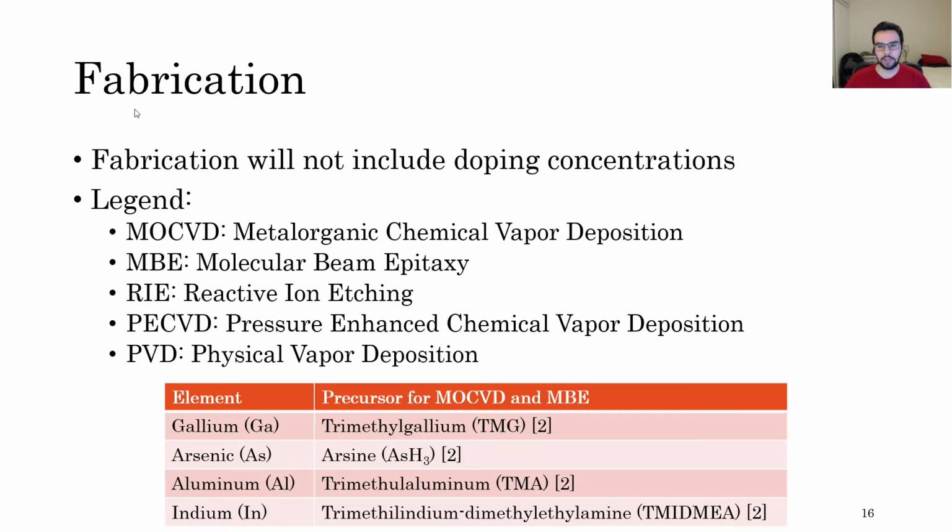In terms of fabrication, I'm not going to go into the doping concentrations, but I will talk about the methods used for fabrication: MOCVD, MBE, RIE, PECVD, and PVD. We have the elements at the bottom being fed with precursors for MOCVD and MBE. And I'll start talking about fabrication now.